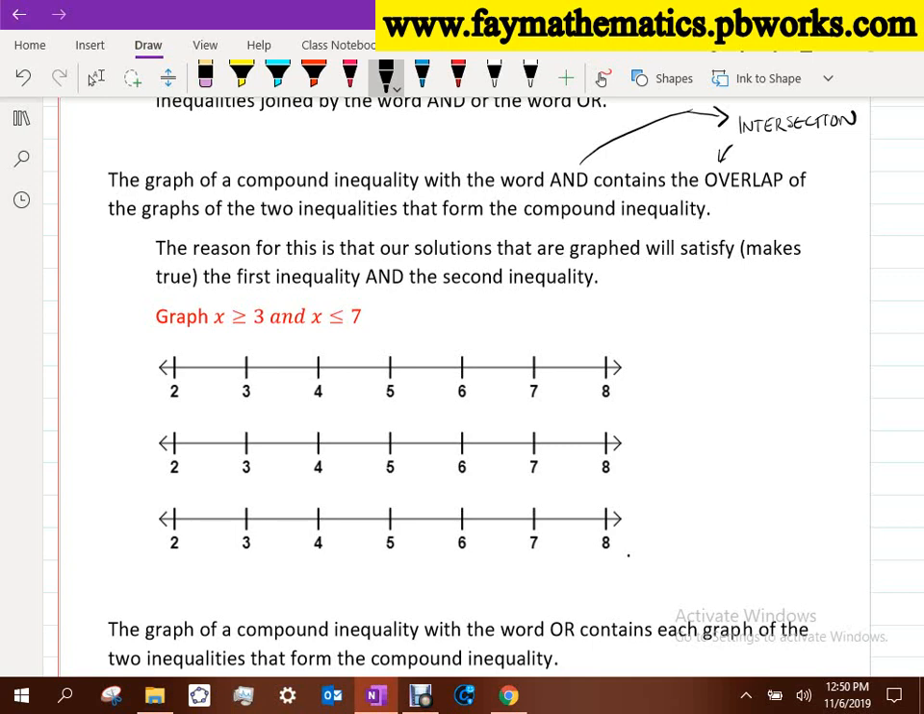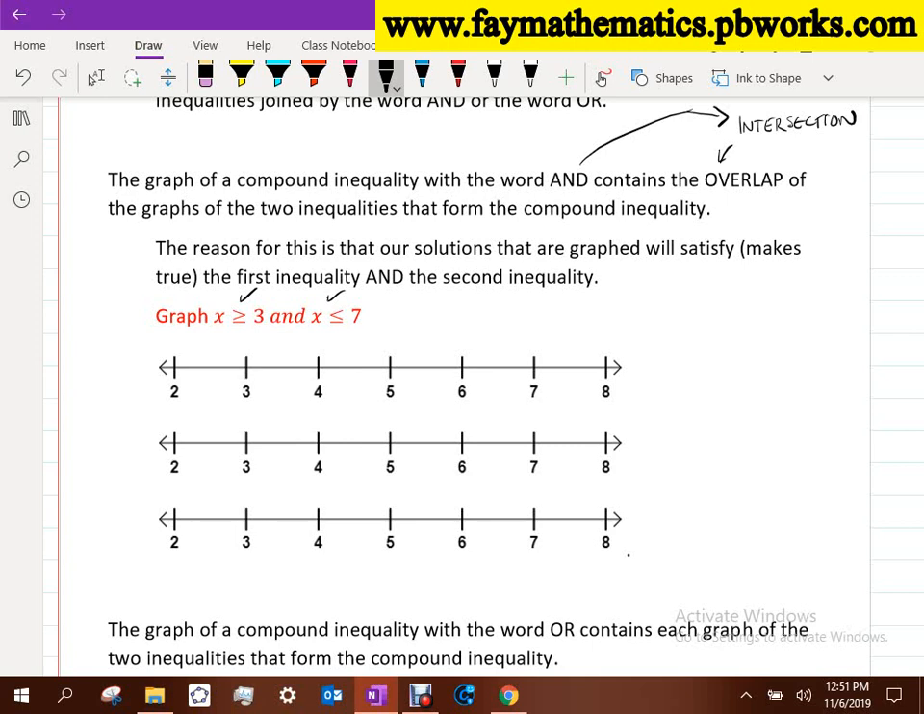4. Okay, 4. Is 4 bigger than or equal to 3? Okay, so it works for that one, right? Is 4 less than or equal to 7? Yes. So it works for that one, right? So 4 satisfies both of those conditions, both those inequalities. So 4 better be part of our overall answer.